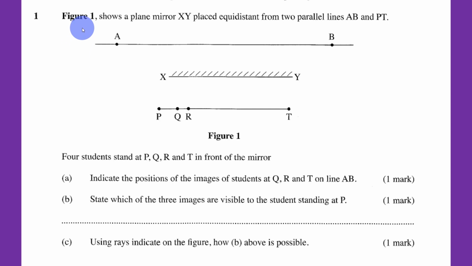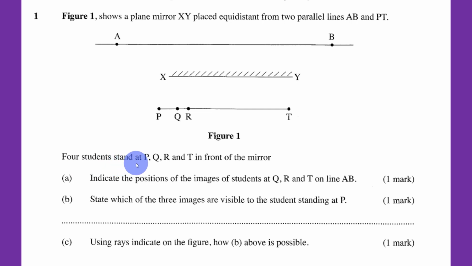In this question, we are told that figure 1 shows a plane mirror XY placed equidistant from two parallel lines AB and PT. So there is a mirror, and there are two parallel lines which are equidistant, meaning that this distance is equal to this distance. This question is of course about the concept of reflection, but let's see what we've been asked to do.